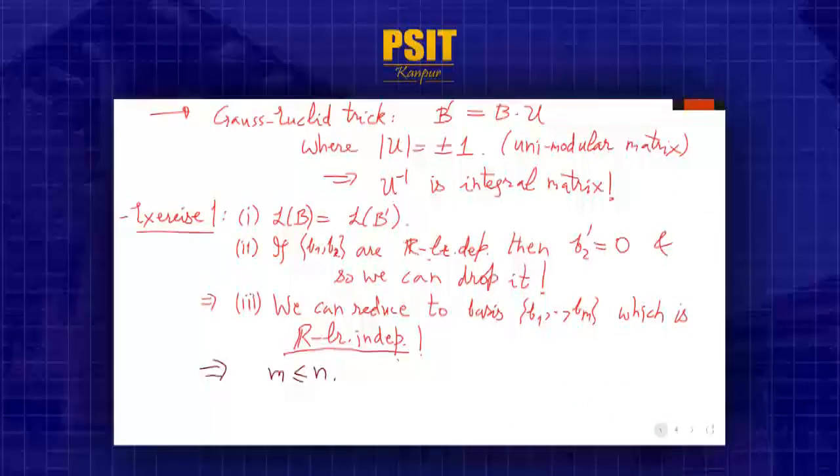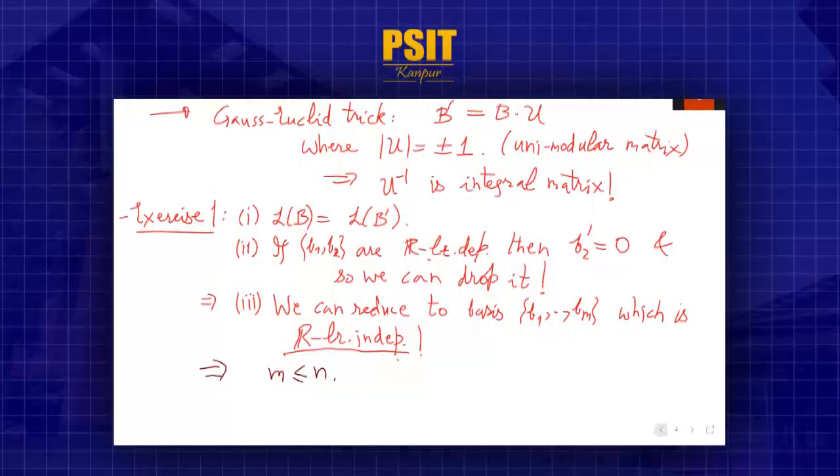Did I give you exercise 1? I should have called this exercise 1: show that the determinant of u is plus minus 1. Exercise 2 was that the lattice remains unchanged under this Gauss-Euclid trick.